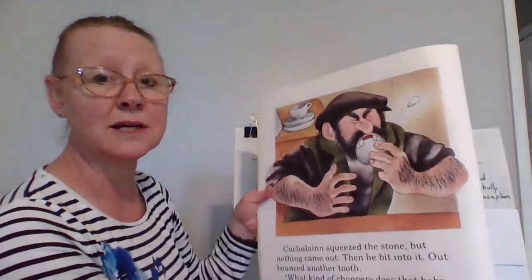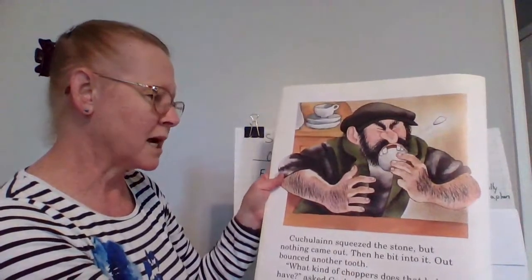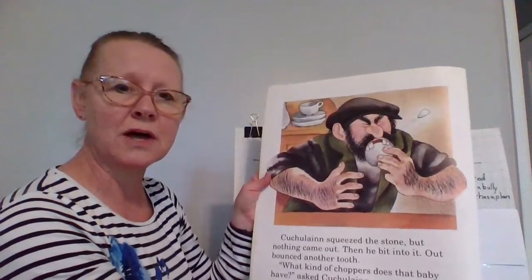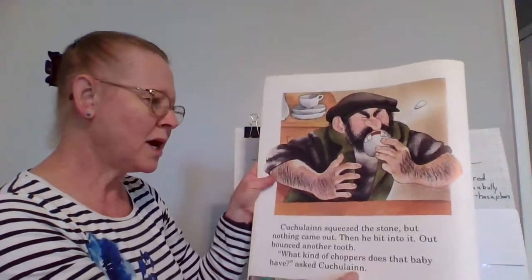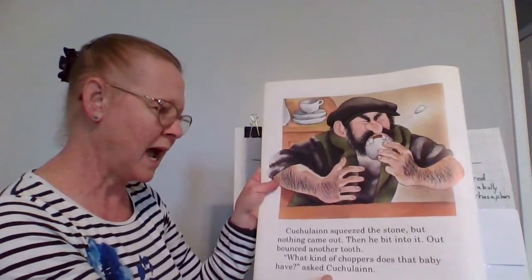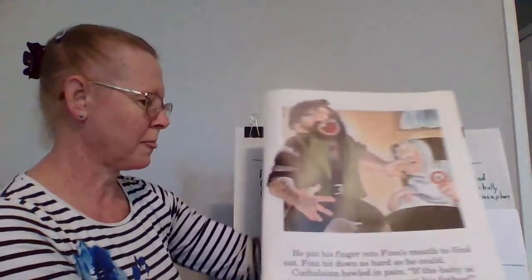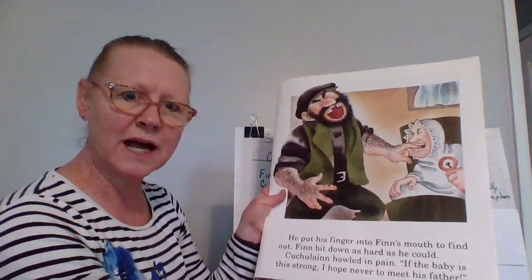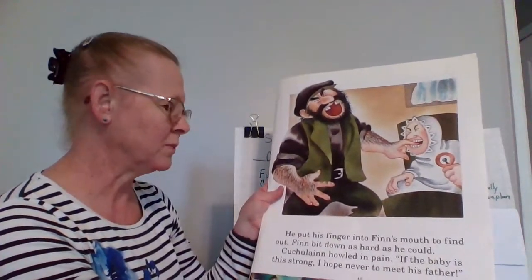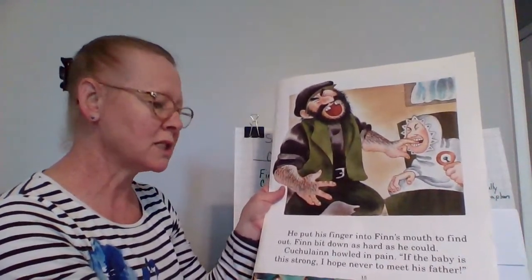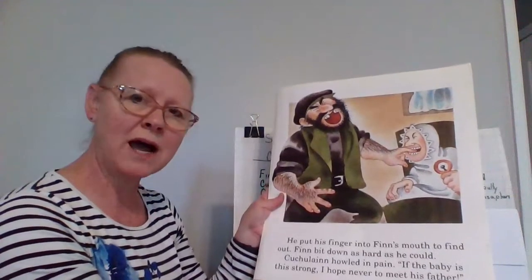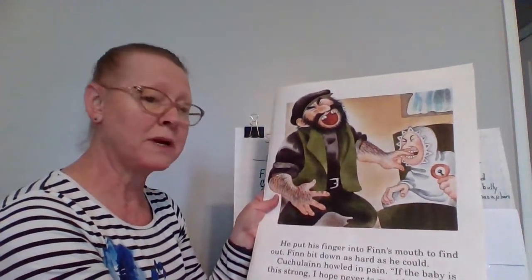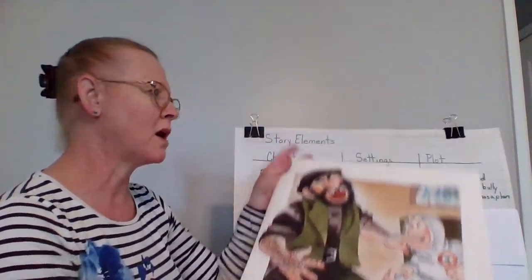Cuchulainn squeezed his stone, but nothing came out. Then he bit into it. Out bounced another tooth. "What kind of choppers does that baby have?" asked Cuchulainn. He put his finger into Finn's mouth to find out. Not a smart thing to do. Finn bit down as hard as he could. Cuchulainn howled in pain. "If the baby is this strong, I hope never to meet the father."